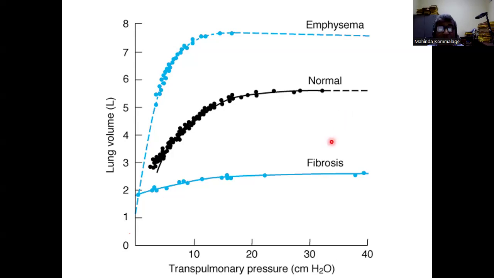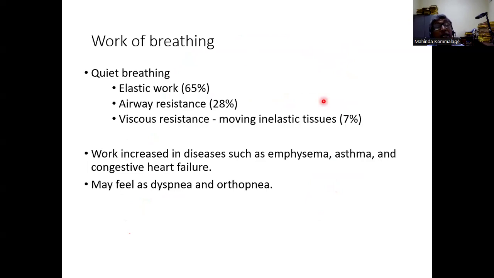So please understand these two conditions, fibrosis and emphysema: increased compliance, low compliance, and normal compliance, right? Compliance is an important concept in pulmonary physiology. Try to understand that, right?